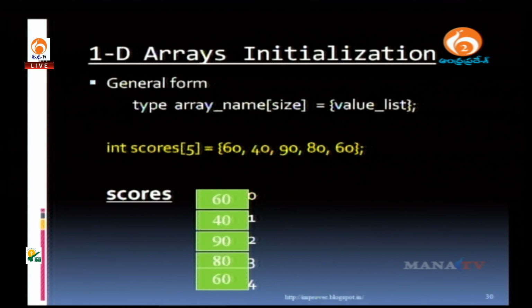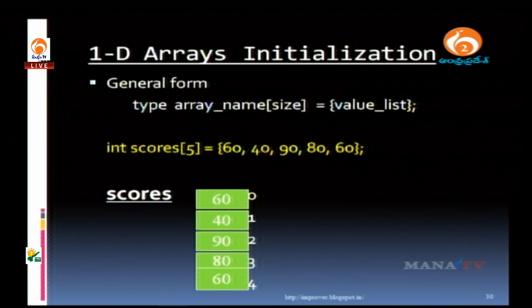Example, you can see here: int scores[5] equal to 60, 40, 90, 80, 60. These values are stored into scores[0], scores[1], scores[2], scores[3] and scores[4]. So scores[0] is 60, scores[1] is 40, scores[2] is 90, scores[3] is 80, scores[4] is 60. This is the initialization of an array.